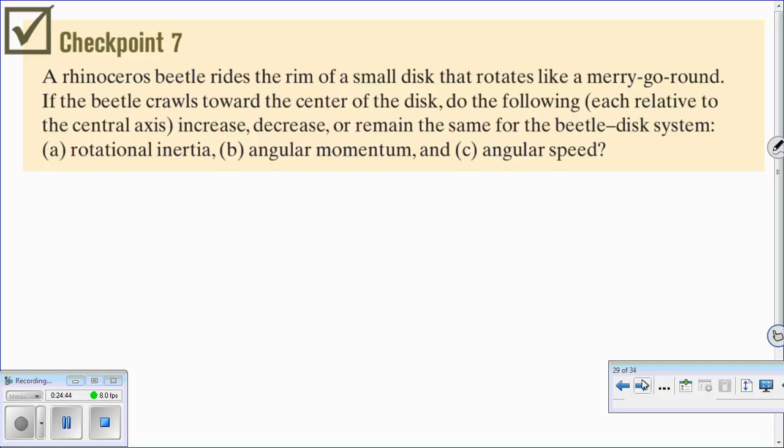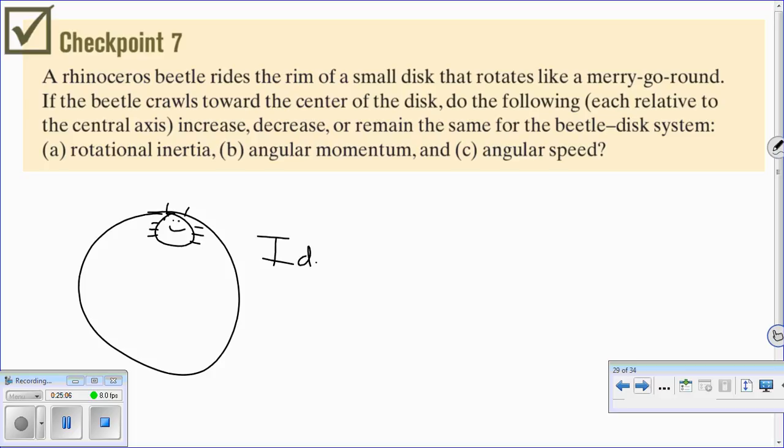So, check it out. This example here is exactly the same thing as the figure skater, all right? It says a rhinoceros beetle rides the rim of a small disc that rotates like a merry-go-round. So here's the merry-go-round, here's the beetle. Okay? So right now, the rotational inertia is the I of the disk plus the I of the beetle, right? Now, if he crawls towards the middle, what's going to happen to the overall rotational inertia?